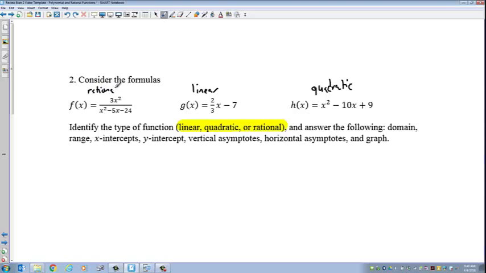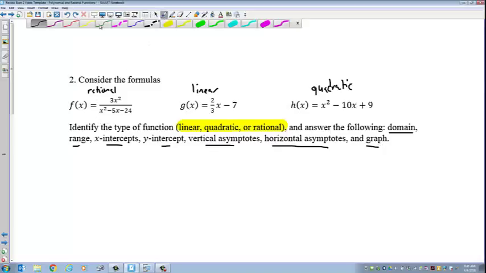Right, so you should be able to recognize a linear, quadratic, rational, or even a polynomial function by their graphs or their formulas. And then we're going to answer these following questions, basically. So find the domain, the range, the x-intercepts, the y-intercepts, the vertical asymptote, the horizontal asymptotes, and then finally graph this thing. So let's start with the hardest of the 3, the rational function.